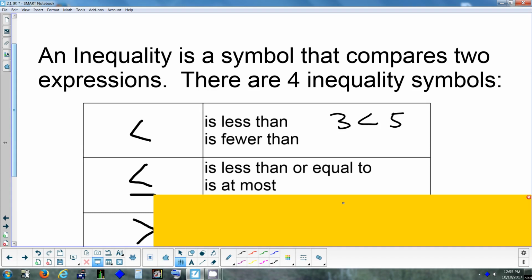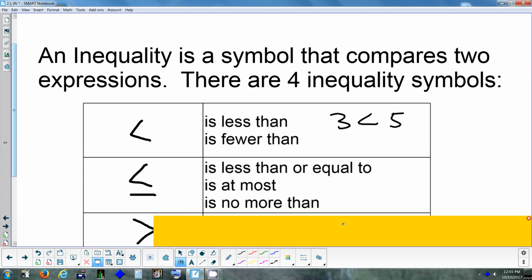If I said to you, to get the student price, you can be at most 18 years old, that means you could be 18 or lower, right? Less than or equal to 18. Another one is no more than. Same thing with the ages. If I said to you, Sarah is no more than 15 years old, that means she could be 15 or younger.